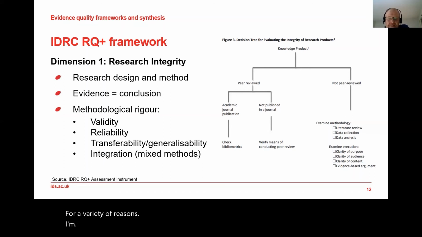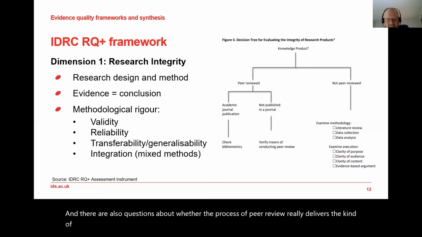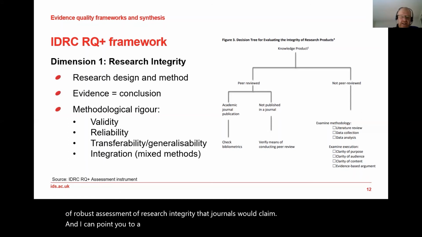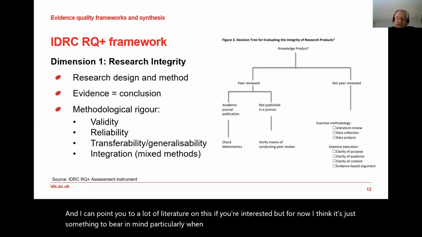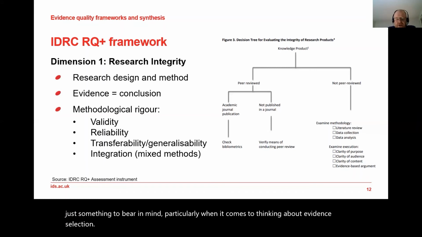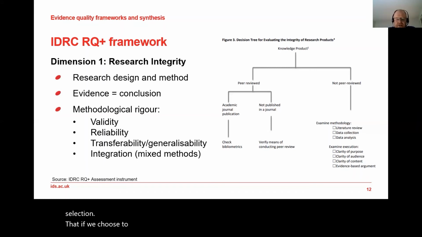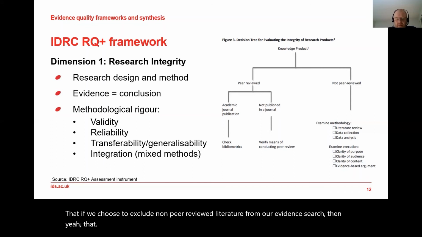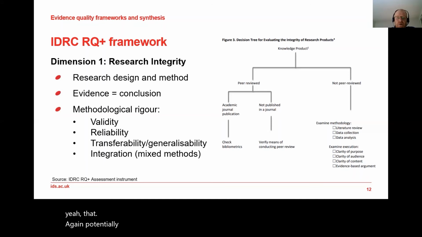And there are also questions about whether the process of peer review really delivers the kind of robust assessment of research integrity that journals would claim. And I can point you to a lot of literature on this if you're interested, but for now I think it's just something to bear in mind, particularly when it comes to thinking about evidence selection, that if we choose to exclude non-peer reviewed literature from our evidence search, then that again potentially has implications for whose voice is being heard and whose knowledge counts.